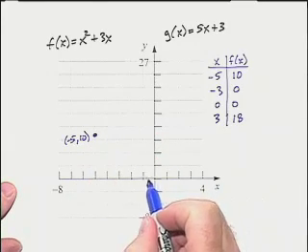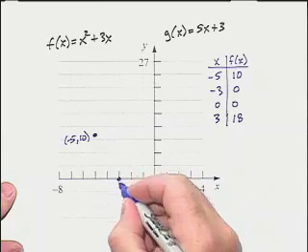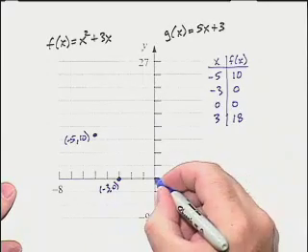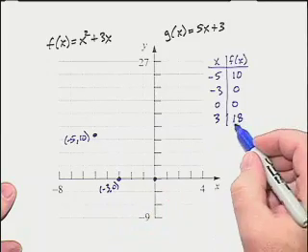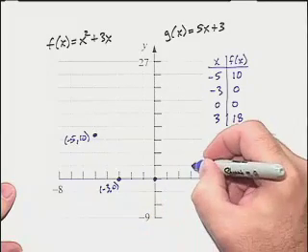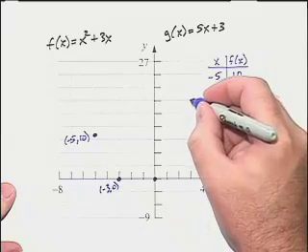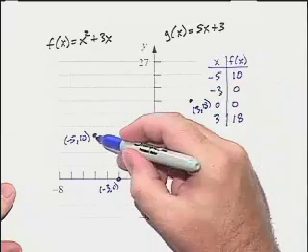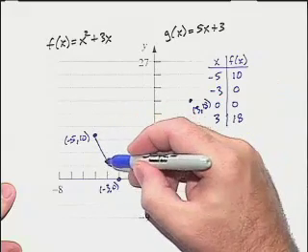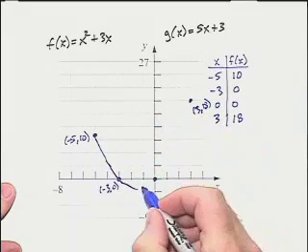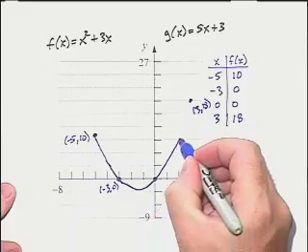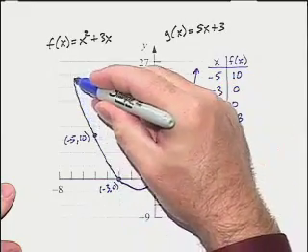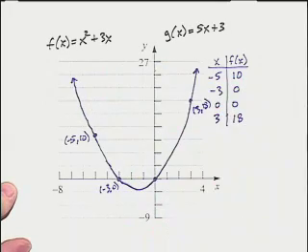Plot the point (negative 3, 0). 1, 2, 3, 0. Point (0, 0) is the origin. And then the point (3, 18), you get 3, 3, 6, 9, 12, 15, 18. We'll go ahead and connect these dots, recognizing that f of x is a quadratic, so the graph is a parabola. We get our rough graph of f of x.